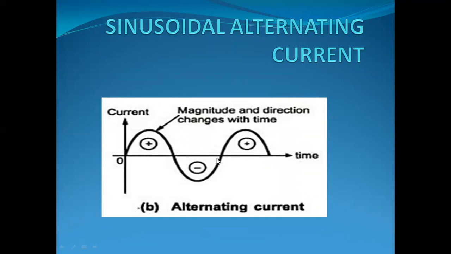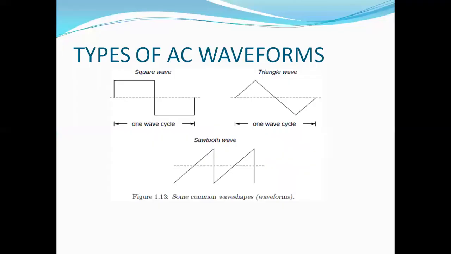So likewise, one cycle is completed and the next cycle starts again. Such cycles of alternating current will continue, and it rotates from 0 to 360 degrees. Here the different types of waveforms are shown. It is a square waveform. It is one cycle of the square waveform. It is a triangular waveform, and here is a sawtooth waveform. These are also alternating types of waveforms.